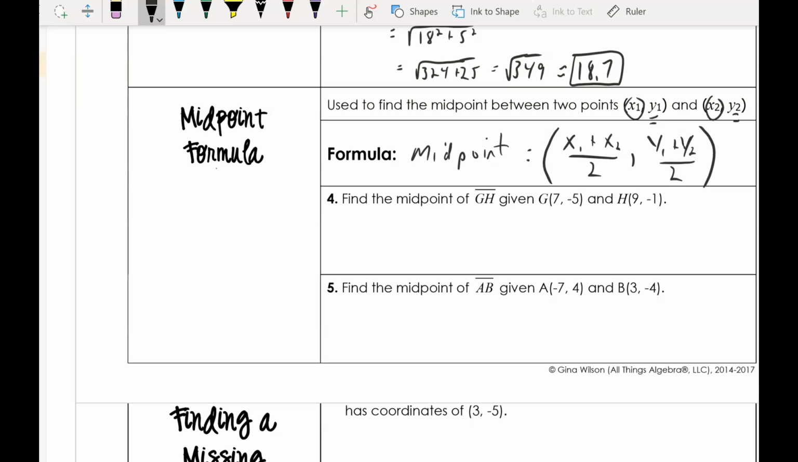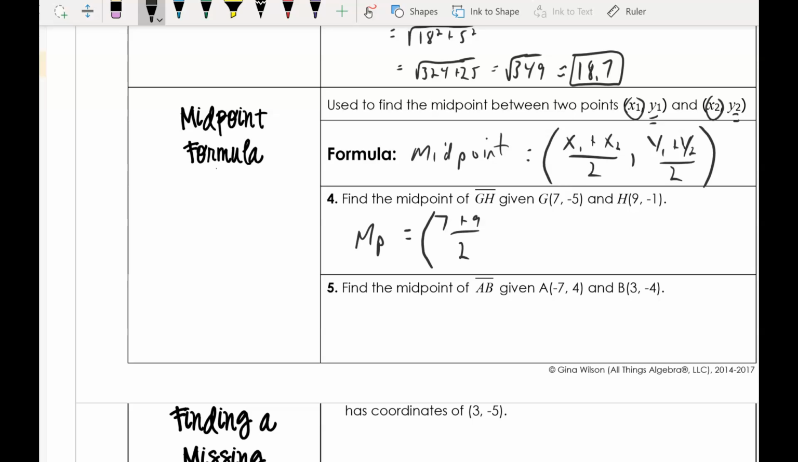Okay, let's look at the first example here. We're looking for the midpoint of GH. I'm just going to call it MP for midpoint. And that equals the ordered pair, 7 plus 9 over 2. Now, when you're doing something simple like this and you think about it, the average of 7 and 9, that's 8, right in the middle. Okay?